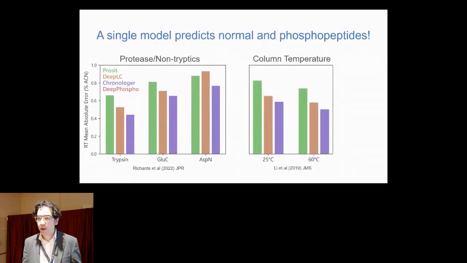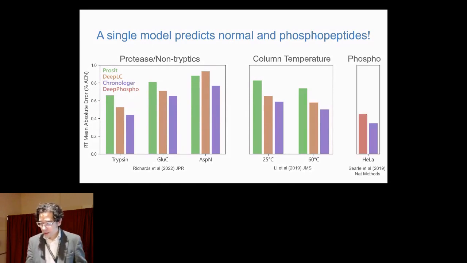Similarly, for column temperature, it doesn't have a sort of bias for one column temperature or another because it's not built off of only one data set. And then similarly, it performs equally well with phosphopeptides. The same single model actually makes these predictions because we aggregated all these data sets into the same space. So you can predict phosphopeptides and non-phosphopeptides using exactly the same model, as well as the other 11 different classes of PTMs that we've developed for our model.